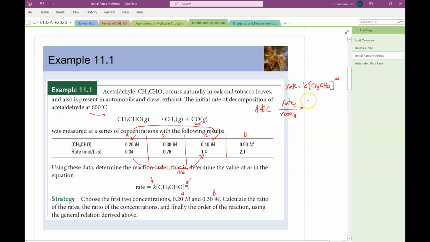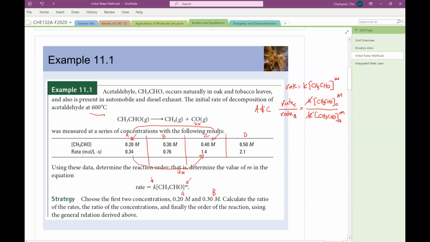And then we could write those out. This is k times the acetaldehyde concentration in experiment C, so I'll put sub C there, to the m, over k times the acetaldehyde concentration in experiment A to the m. Now, k is not dependent on the concentration. The rate constant is only dependent on the temperature, so we can cancel out the k's.